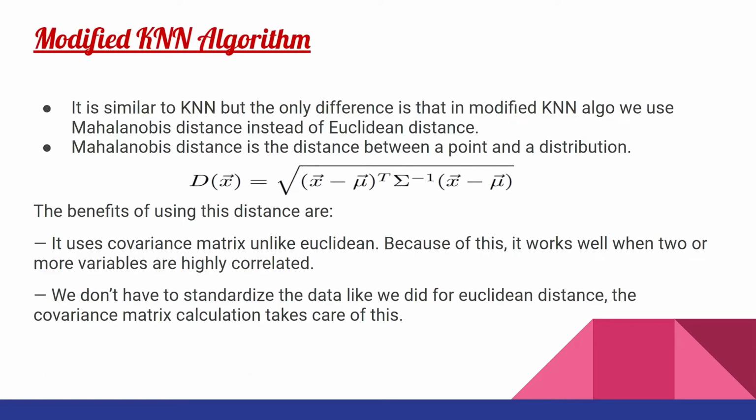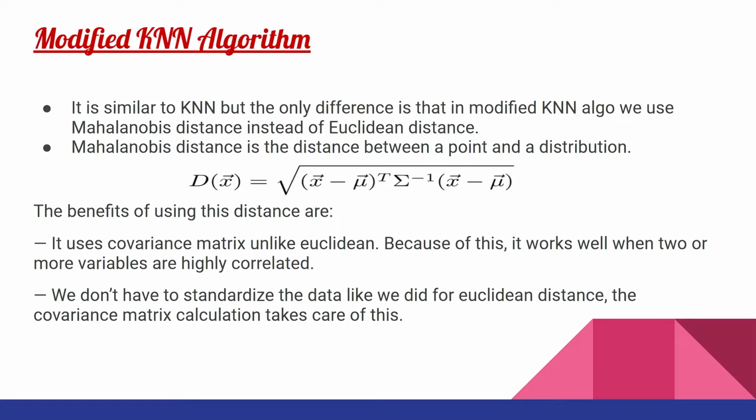Hello everyone, my name is Aditya Singh Gairwar and my roll number is B21178. I have contributed to the modified KNN algorithm. It is similar to the KNN algorithm, but the only difference is that it uses Mahalanobis distance instead of Euclidean distance. Mahalanobis distance is a distance between a point and a distribution. As you can see in the formula here, mu represents the mean vector and sigma represents the covariance matrix.